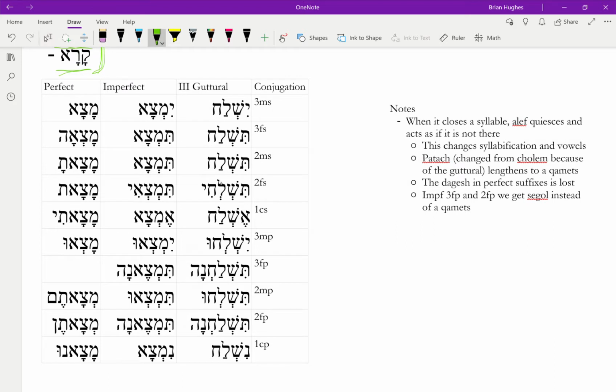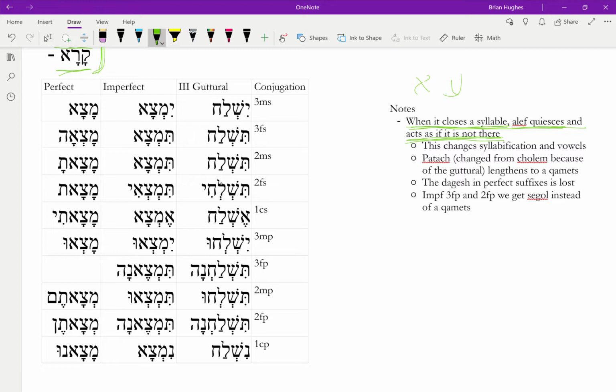So here's the rule in terms of third aleph. Whenever an aleph closes a syllable, whenever its job would be to close a syllable and therefore have a silent shewa under it, it likes to quiesce. It quiesces, which means it acts as if it's not even there. Likely an ayin in primitive Hebrew did have some sound associated with it, even though we're pronouncing it as silent, whereas an aleph did not have any sound associated with it. What we see in these different situations is the aleph just acts as if it's not even there.